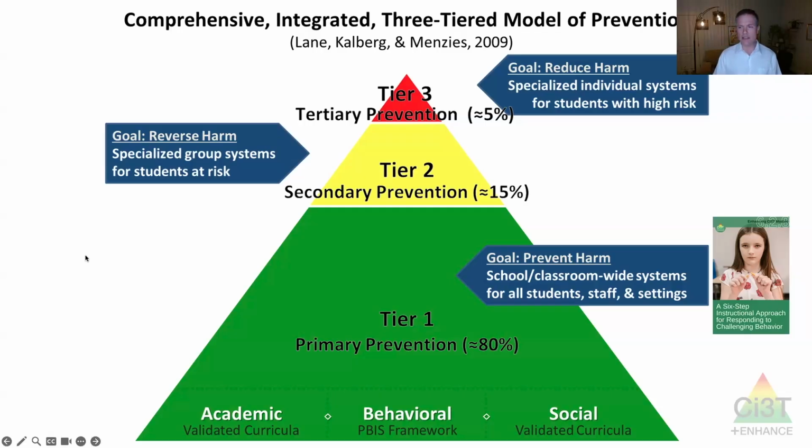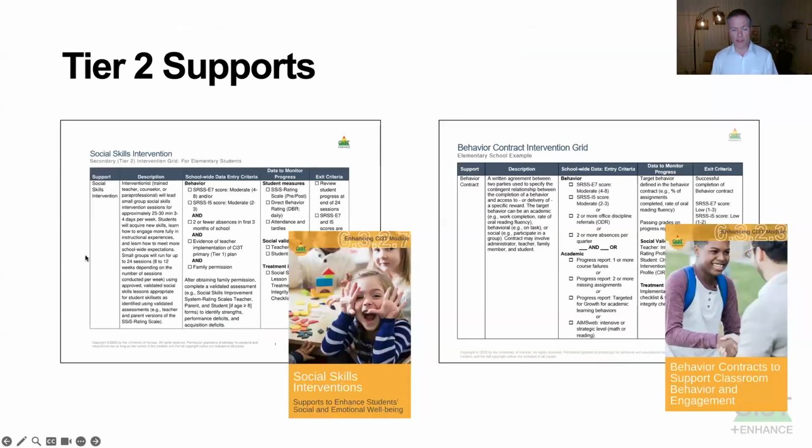So while we look at these Tier 2 supports that are available, there may be something helpful to your students that you have in mind, such as a behavior contract when they need something more than Tier 1's instruction, including that 6-step approach to challenging behavior. Maybe a social skills intervention would be helpful. So check your Ci3T implementation manual, and you'll have the Tier 2 intervention grids and Tier 3 intervention grids, and you'll see what's available at your school.